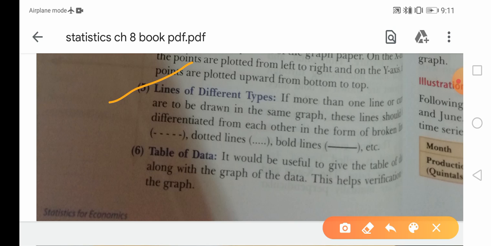Now, the table of data should be clear. It would be very useful if you give the table of data along with the graph. This helps in verification of the graph whatever you have created. That particular graph we can verify, or check, from the particular table of data.